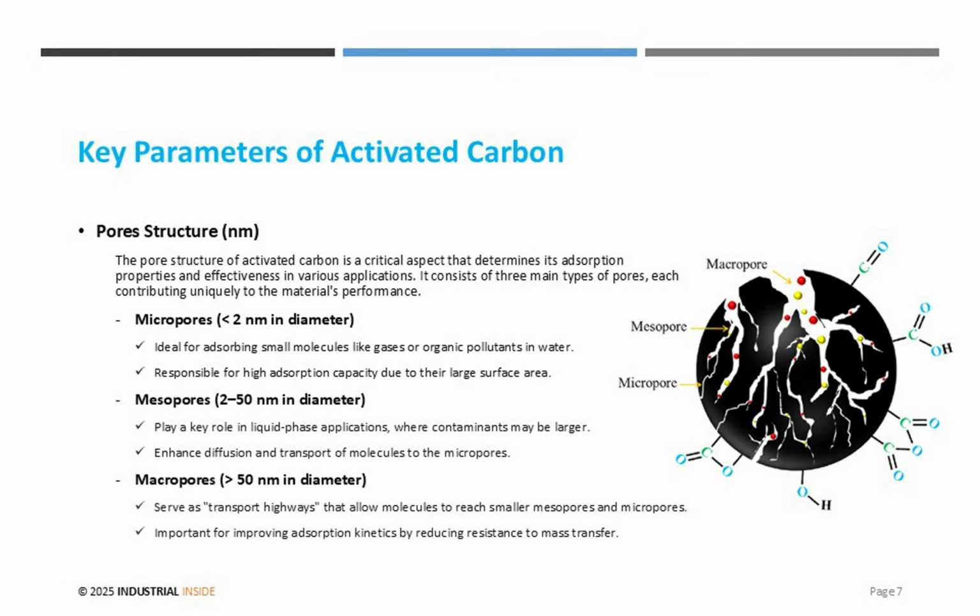Activated carbon contains 3 types of pores, each essential for adsorption performance. Micropores, smaller than 2 nanometers, adsorb small molecules and provide most of the surface area. Mesopores, between 2 and 50 nanometers, improve diffusion and support liquid phase applications. Macropores, larger than 50 nanometers, act as transport channels, speeding up access to smaller pores.